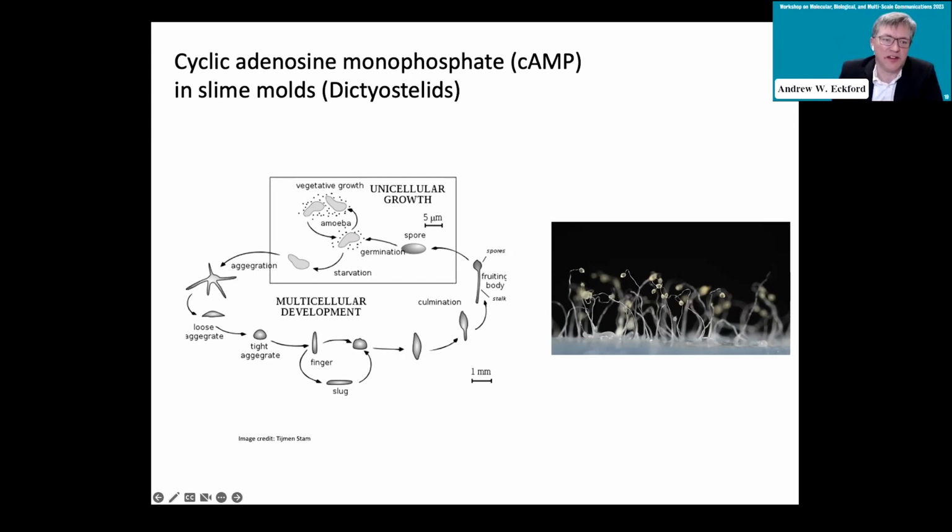It's cAMP that signals this behavior. Once starvation starts to occur, the slime mold cells start to signal to each other using cAMP, and that's how they decide to firstly form an aggregate and exactly where that aggregate will form.